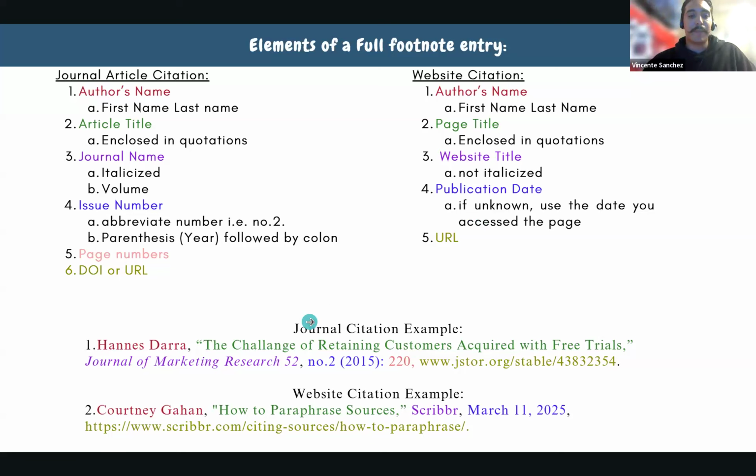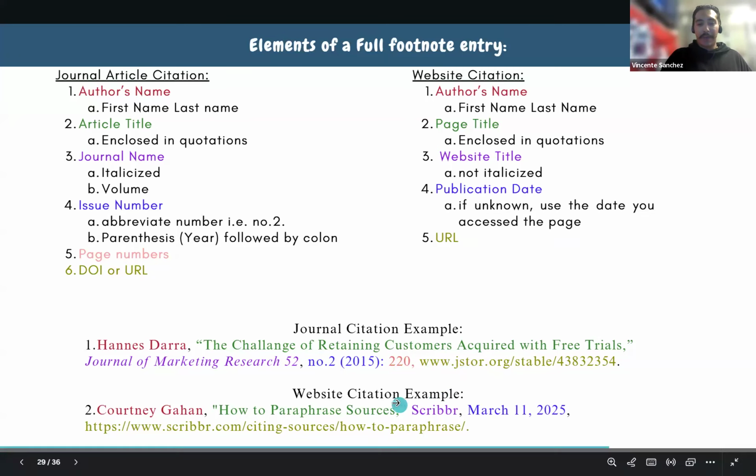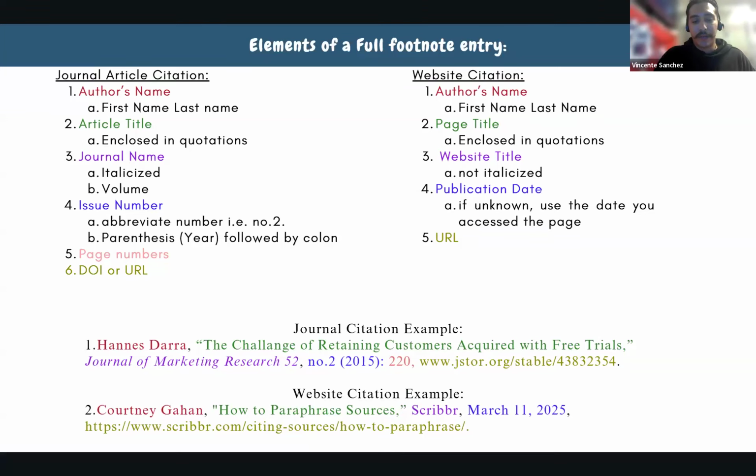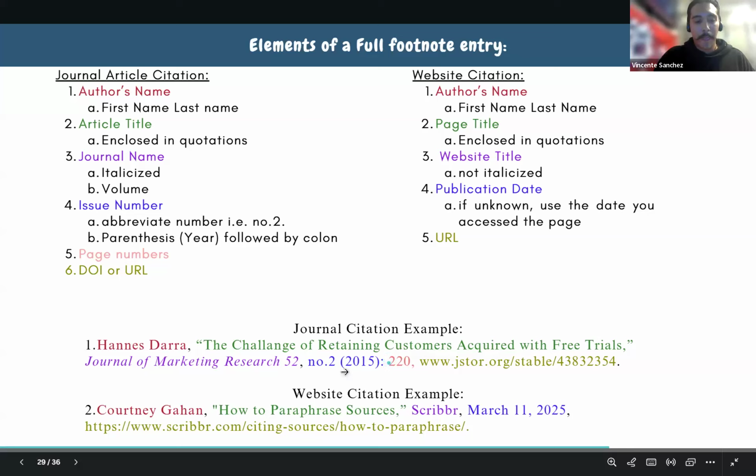And here we go. We have some examples. So we have the name, the article title in quotations, and then we have the journal name, followed by the issue number, and then page number and the URL. And this one, we don't have a page number, obviously, because it's from a website. The website here is Scribbr, which is another source you could use for looking at different formats like MLA, APA. And we have the URL following that.